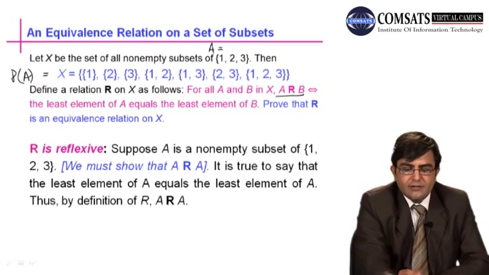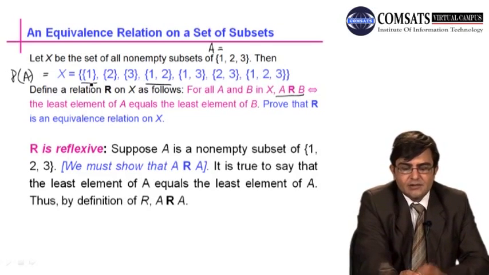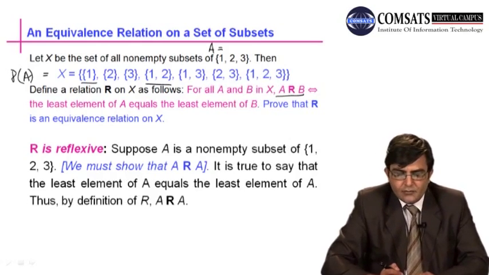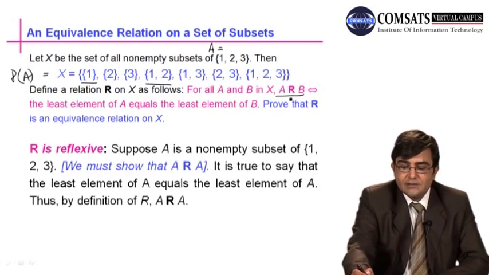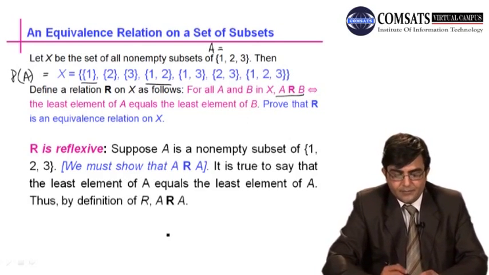Means if we have two sets, this set and this set, these two sets are related because in set A the least element is 1, and in set B the least element is 1. So these two sets are related. This is what the relation R is between the two sets A and B.